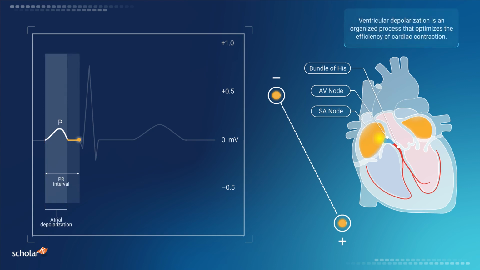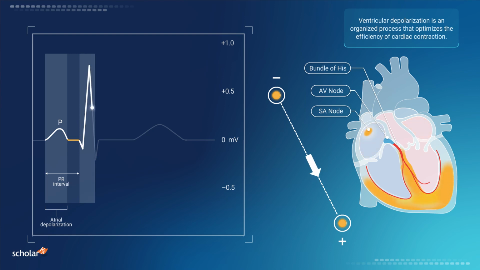Ventricular depolarization is highly organized to optimize the efficiency of cardiac contraction and progresses along the branches of the bundle of His. In other words, first the septum depolarizes, then the apex, then the superior posterior portion. And this usually creates three distinct deflections, known as the Q, R, and S waves, respectively. And together, this creates the QRS complex that depicts ventricular depolarization.